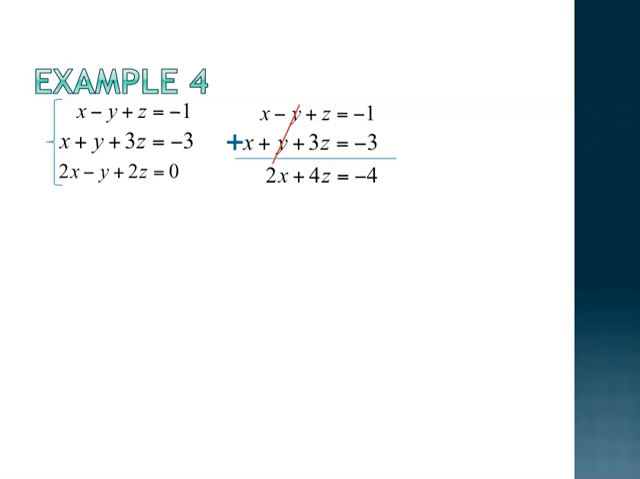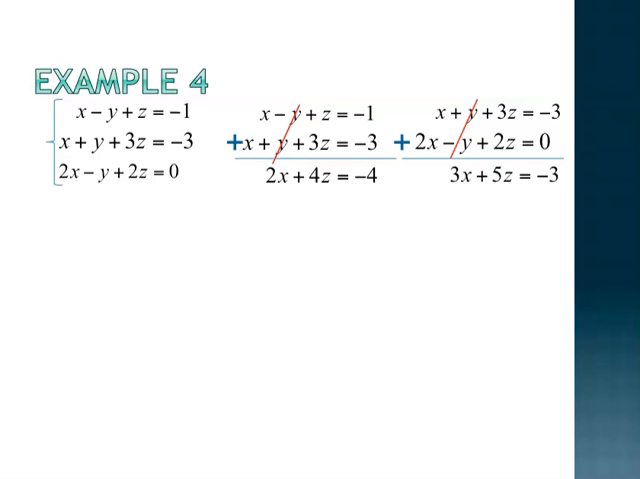So now I'm going to pick the second and third equations and put those together. And now when we add those two together, again, the plus y and the minus y will cancel. And that leaves me with 3x plus 5z equals negative 3. Now from there, what I can do is I can take those two results that I just found. Notice how they both have just x and z because in both cases we eliminated y. And now I have 2 equations and 2 variables. So let's go ahead and put those two together.